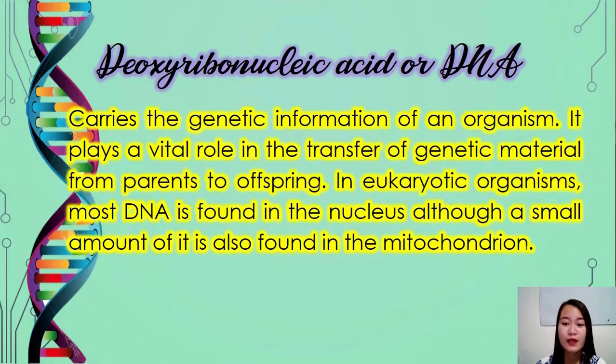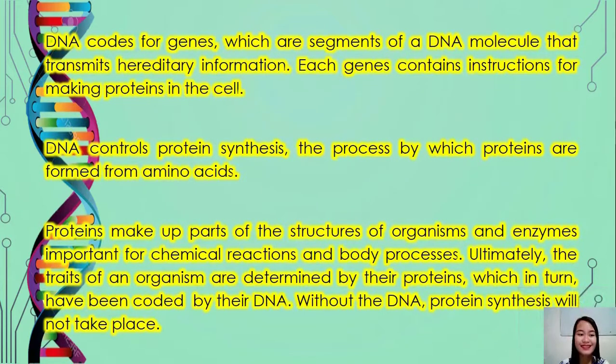Okay? So in eukaryotic organisms, kapag sinabi nating eukaryotic organisms, meaning yung organisms ay contain a nucleus. So most DNA is found in the nucleus, although a small amount of it is also found in the mitochondrion. So yung isa daw ay makikita dun sa nucleus, which is the control center of the cell, at yung iba naman, yung maliliit na part ng DNA ay makikita sa mitochondria, which is also known as the powerhouse of the cell.